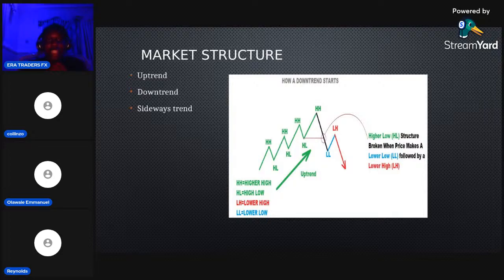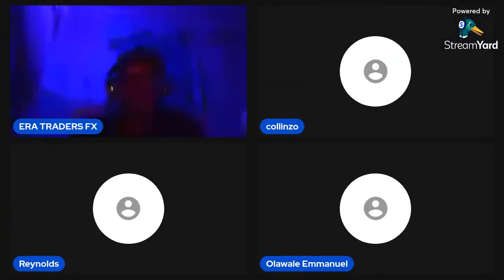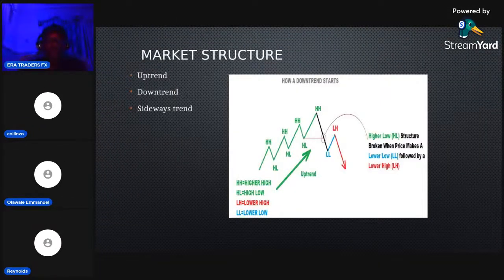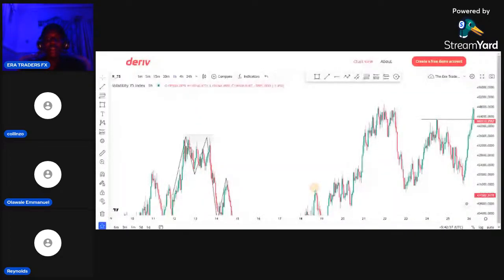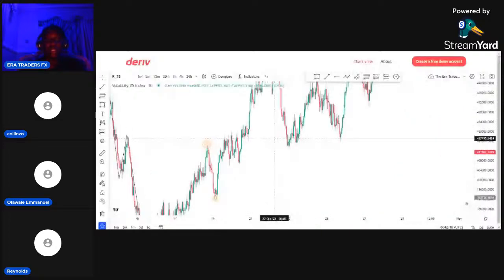All right. So this is one of the basics of trading. You need to understand how to do market structure. That's why we want to take our time to do this, because market structure is one of the foundations of trading. All right, so I'll share my screen. Let me just delete this and start again.